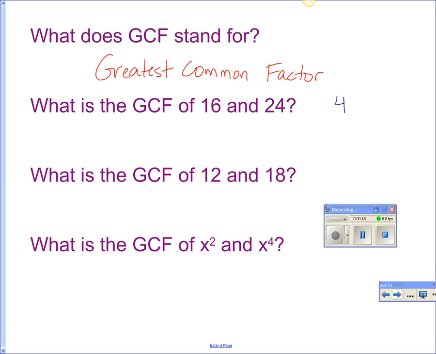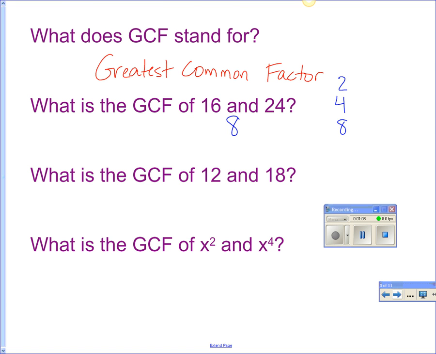Is there anything else that goes into 16 and 24? 2. 2 goes into both of them, and then someone said it, 8. Okay? Which one of these is the greatest? So the answer to this would be 8. That's the greatest common factor, the biggest number that goes into both of them.